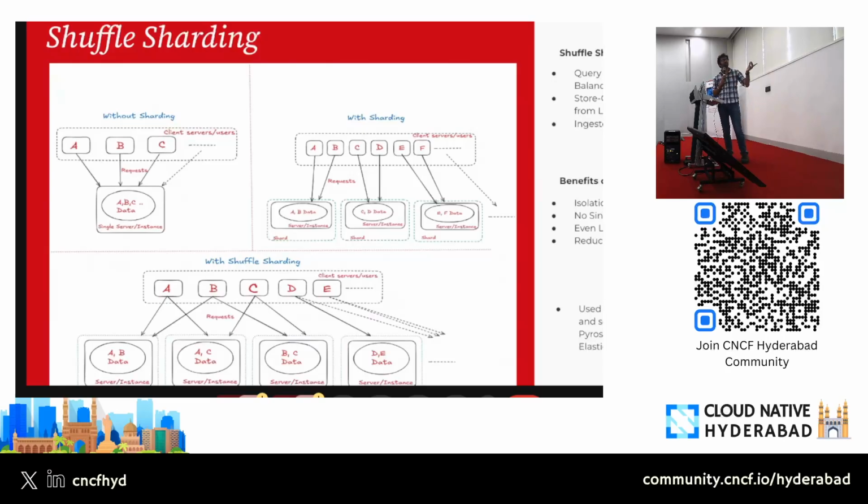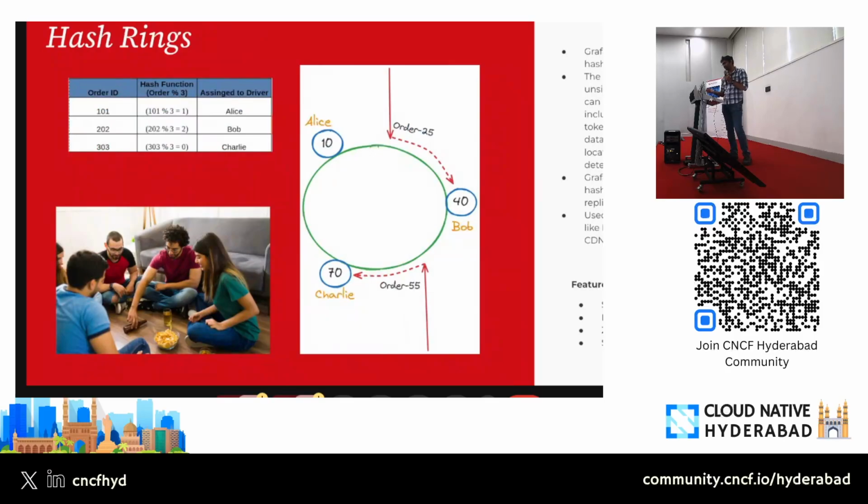And shuffle sharding is not only used in Mimir, it's used in many things like Route 53, Pyroscope, MongoDB, Elasticsearch and more. Hash rings are used in Cassandra, DynamoDB, CDNs. CDNs are content delivery networks. GitLab uses hash rings, yeah.